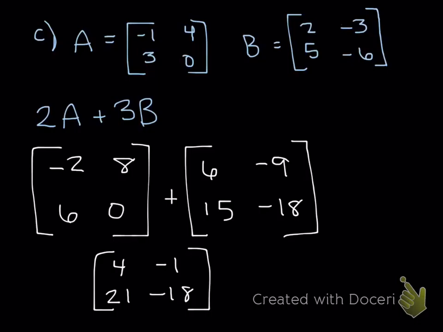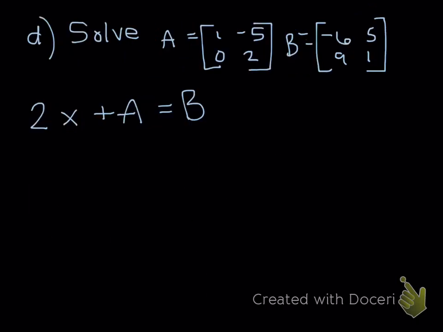So the last thing that we're going to go over is solving a matrix. So notice I tell you what A and B are. They represent 2 by 2 matrices. And then I ask you to solve for X. So because they're both 2 by 2s, your final answer should be a 2 by 2.